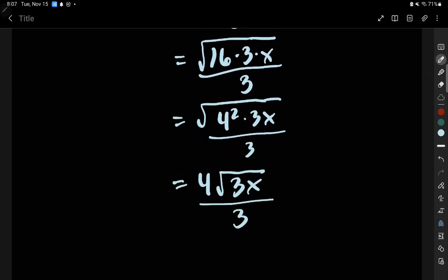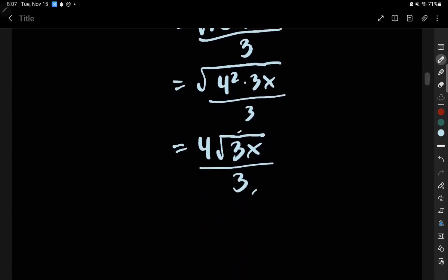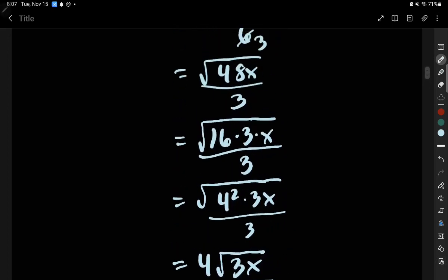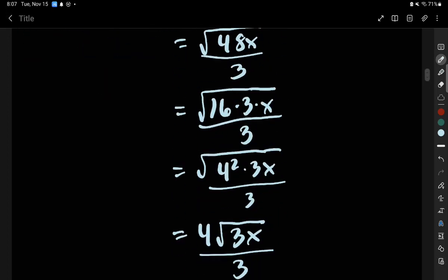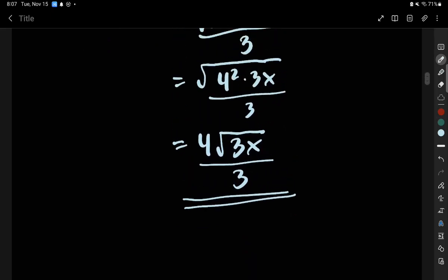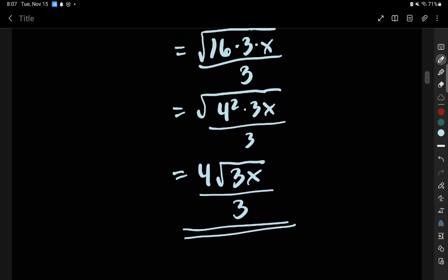So you cannot cancel 3 and 3 here because they are different. The other 3 is inside the radical sign. That's why they are not the same. It cannot be canceled. So the final answer will be this. So we cannot cancel that. So this is the final answer for number 3. Alright, so I believe we didn't have any mistakes here. Alright, so that's it.